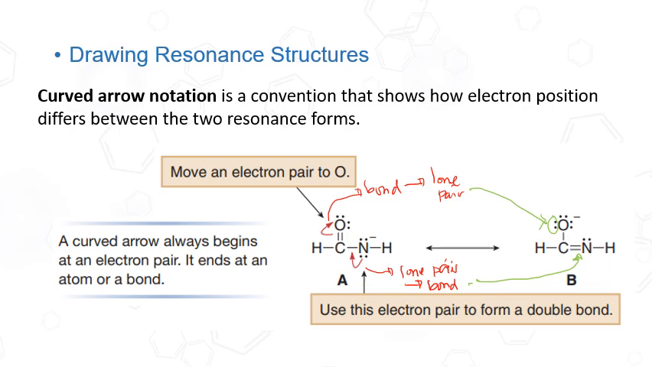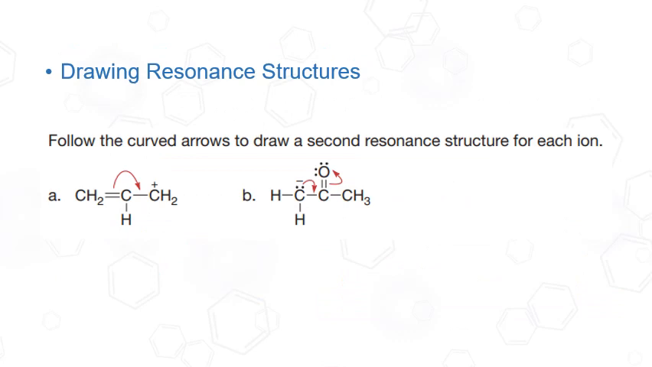Okay, so again, the tail starts from the lone pair or the pair of electrons that you will move and ends where the electron would position. So it could be on an atom or as a bond. Okay. Let's take these two for example. So follow the curved arrows to draw a second resonance structure for each ion.